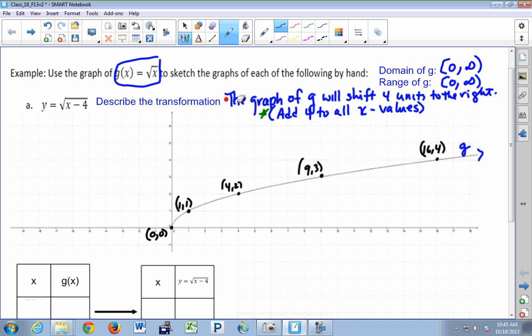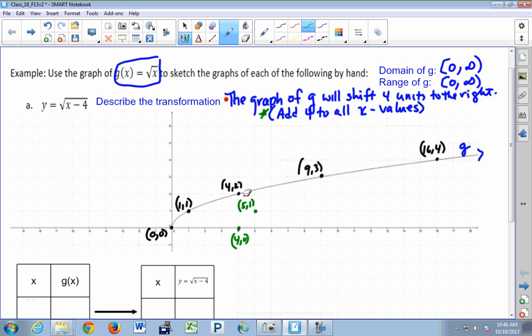Because remember, when we're doing sketches of transformations, we're not getting each and every point exactly right. We're doing a quick sketch. So once you've identified your key points, you can just say, I'm just going to shift this graph 4 units to the right. So you pick a couple of the points and you literally move that point. I'm going to move 0, 0, 4 points to the right. So now I'm going to be at 4, 0. I'm going to take this point 1, 1 and I'm going to move it 4 points to the right. That puts me at 5, 1.